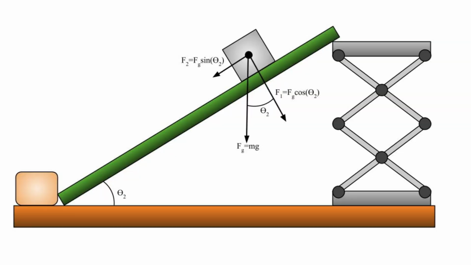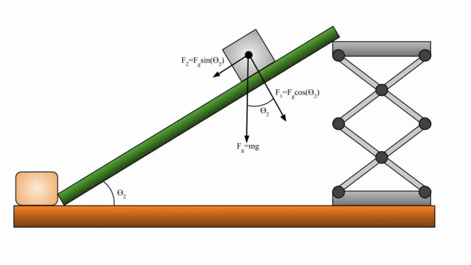My second goal was to investigate whether these coefficients are truly independent of the block's mass as predicted by classical physics. My setup was simple but effective. I used a flat board mounted on a hinge, which allowed me to gradually increase the angle. I used a wooden block and a smartphone inclinometer to measure the two critical angles needed for my calculations.